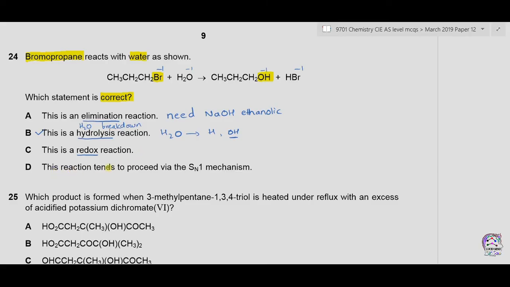D. This reaction tends to proceed via the SN1 mechanism. Now SN1 means nucleophilic substitution reaction. SN1 is followed by tertiary halogenoalkanes. The halogenoalkane given in this reaction is the one in which Br is attached to this carbon atom, and this carbon is further directly attached with one carbon atom, so therefore it is primary halogenoalkane. So part D is also incorrect. The only correct option is B.